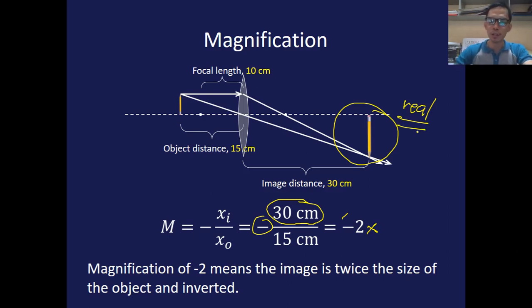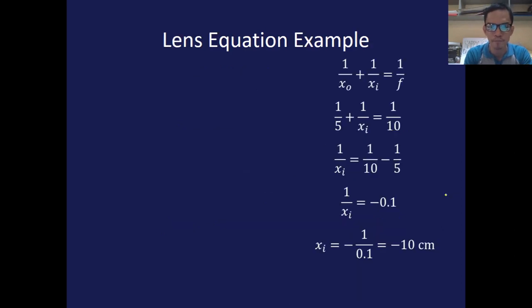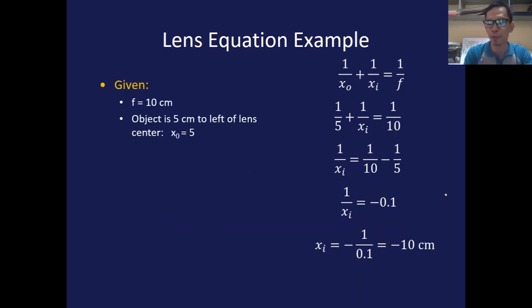Also, the value that we have right here is greater than 1. So the value is greater than 1. Therefore, the image is enlarged. So the image is enlarged, real, and inverted. That's one example. Let's go for another example for the lens equation.